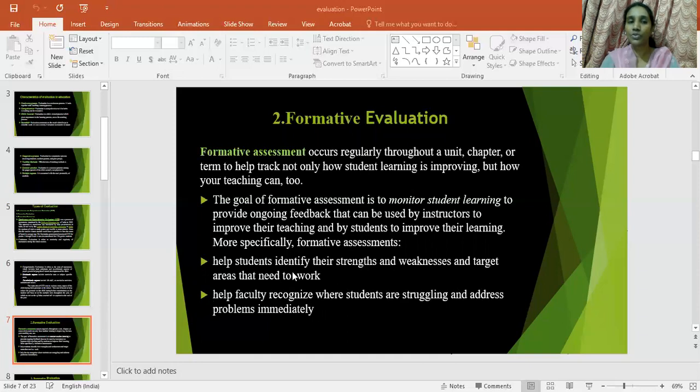It helps students to identify their strengths and weaknesses and target areas that need work. Suppose one unit is over and you are conducting a test on that particular unit. After finishing their exams, the students will get the results from the teacher. Then they'll get to know where they stand. Is there any need to improve, whatever the results are, they will check it out. On the basis of the results given by the teacher, they will work on it.